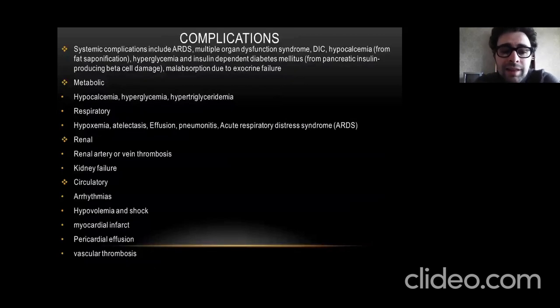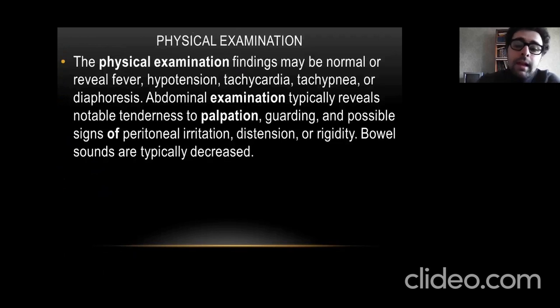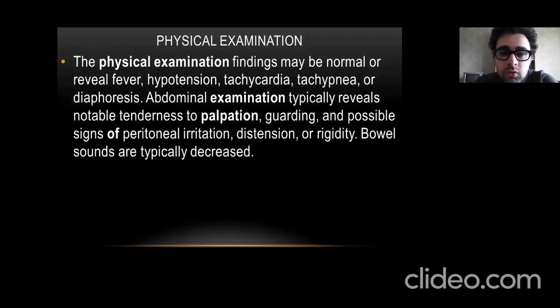Complications. There are local complications and systemic complications. Systemic complications can involve all organ systems that we have: renal, circulatory, respiratory, metabolic, gastrointestinal, neurologic. Local complications can be jaundice, pancreonecrosis with abscesses. How to answer this? One more time, remember: all systems of the organism can have complications because of pancreatitis.